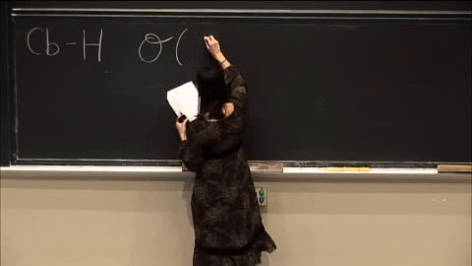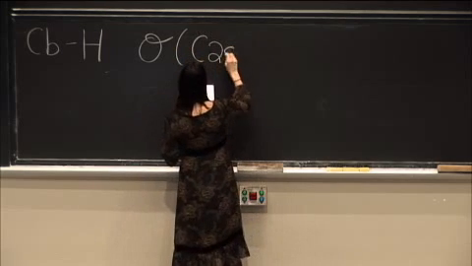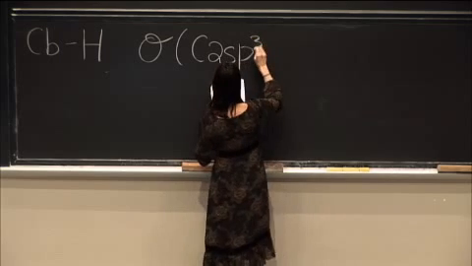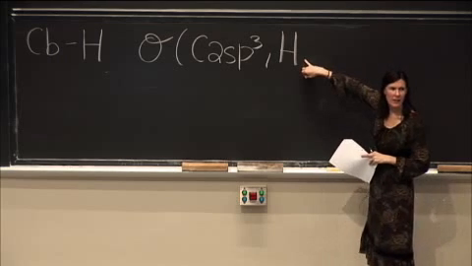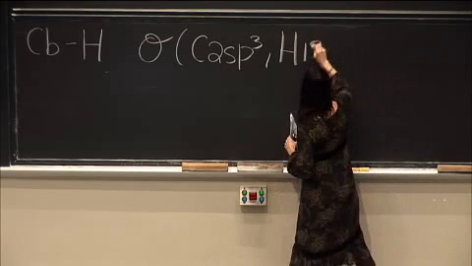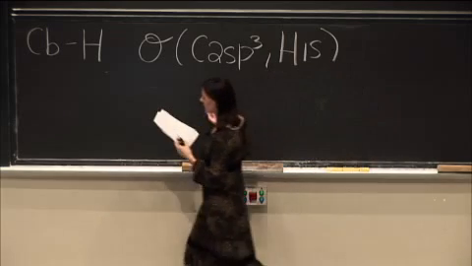So carbon B, we just said, is carbon 2sp3. And then hydrogen, what's the atomic orbital we're talking about here? 1s. All right, great.